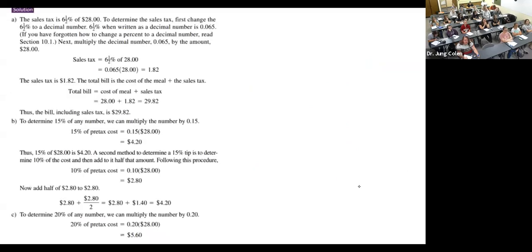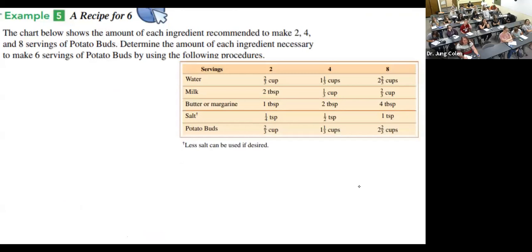Okay. I will give you another situation here. So this is just the answer. Okay, now let's suppose we are cooking. This chart here is showing the number of servings, like 2 servings, 4 servings, and 8 servings, to make potato buds.